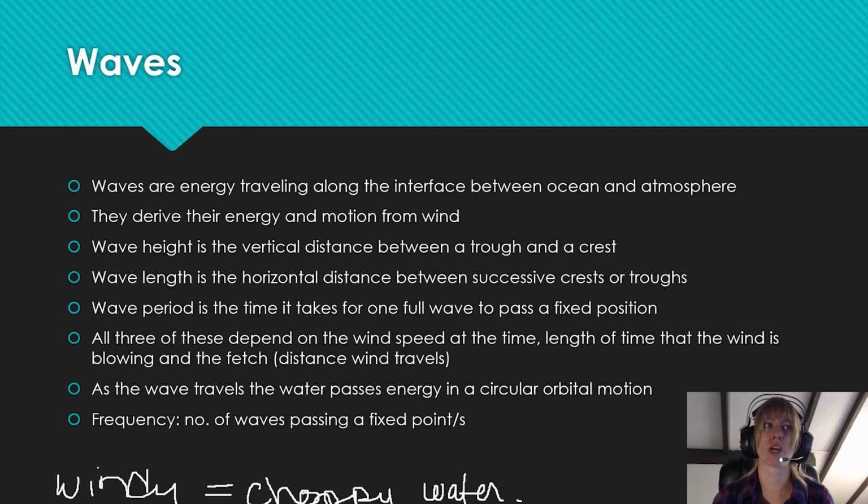As the wave travels, water passes energy in a circular orbital motion. And the frequency of the wave is the number of waves passing a fixed point. So if you have a higher frequency, the choppier your water is. So basically what you have is, here's the shore. Here's our water. We have a lot of wind. Our water will get choppier. This in turn will lead to a specific thing occurring.